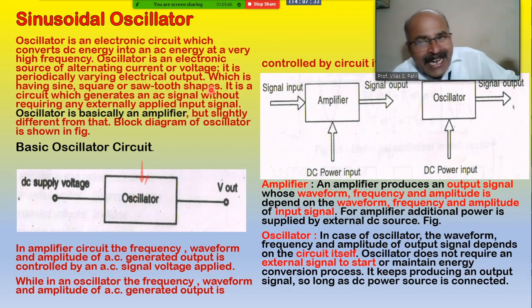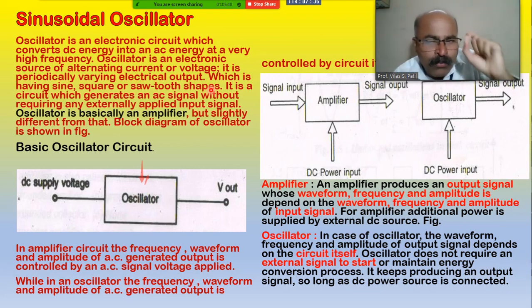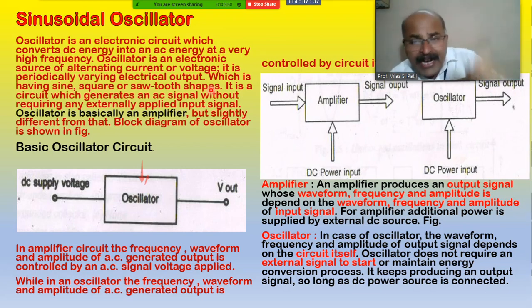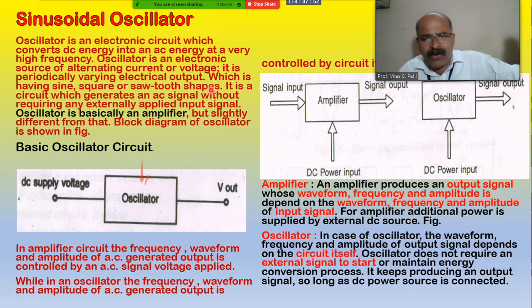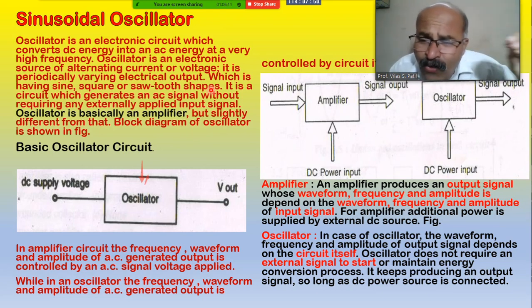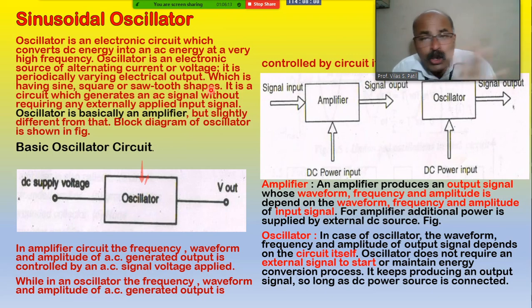Do not see about the shape. If output is varying in nature, then that circuit is known as the oscillator. तुम्ही कशाकडे नाही बघायचं? The nature of the wave कडे बघायचं नाही. Nature of the wave may be sine wave, triangular, square or the sawtooth. Do not see about the nature.